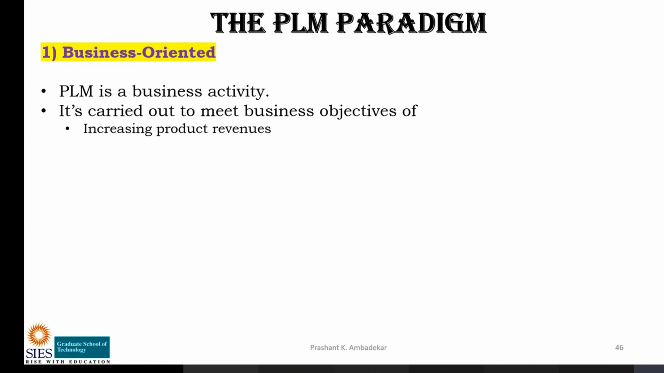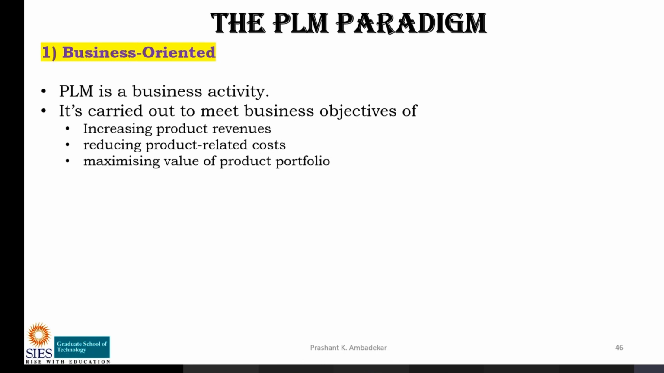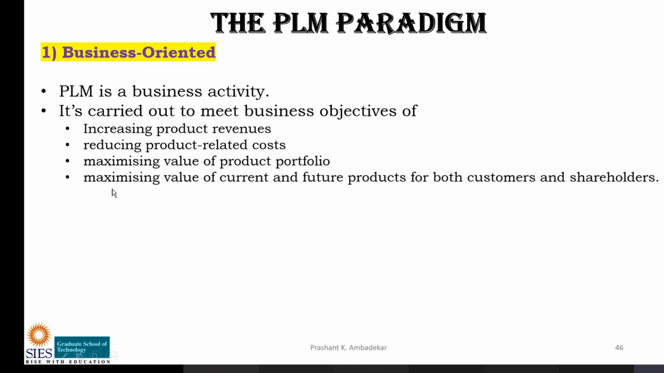It's the first goal for any business. Reducing the product related cost: if you want to increase revenue, one of the ways is to reduce the product related cost. Whatever costs are incurred can be reduced. That has to be reduced. Maximizing the value of the product portfolio. We try to maximize the value, that is, the cost of the product has to be properly managed. Maximizing the value of current and future products for both customers and shareholders.